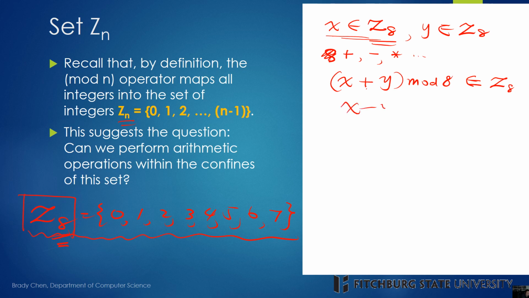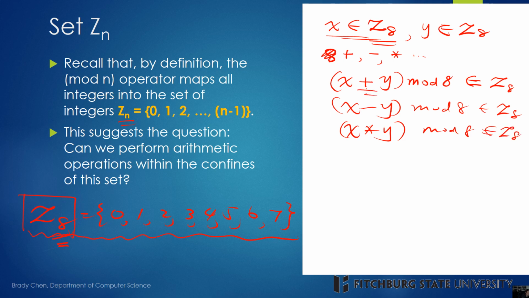So X minus Y modulo 8. Hopefully it's still in Z8. X times Y modulo 8, which is still actually within Z8. So that means all these operations under modulo 8 are confined in Z8.